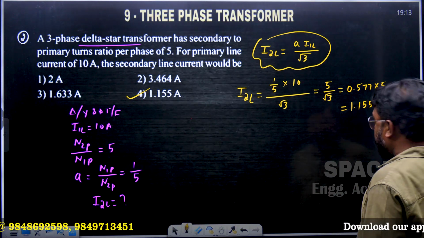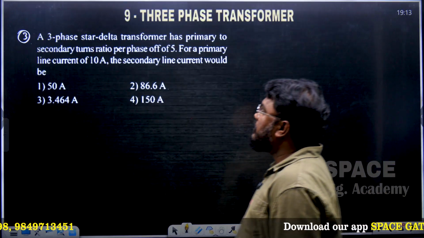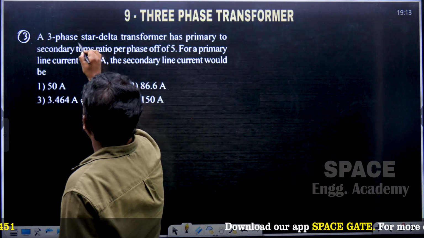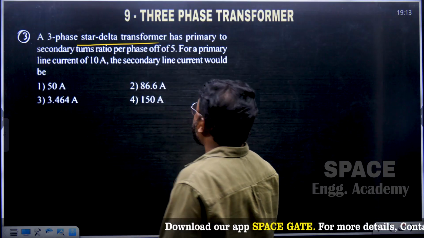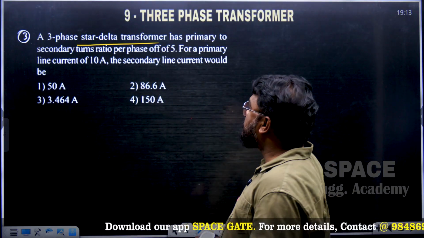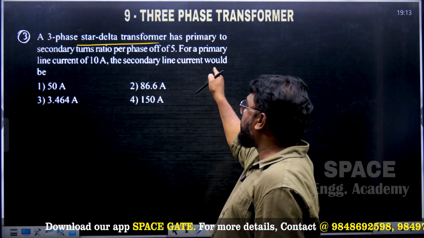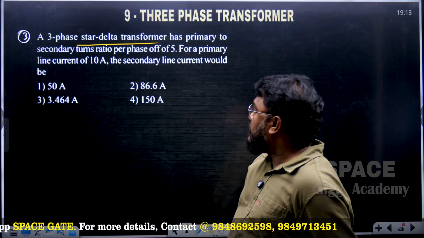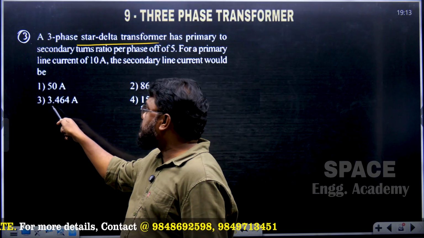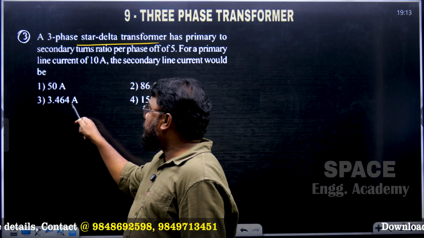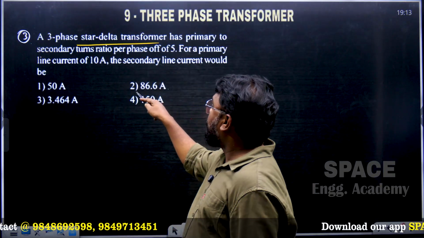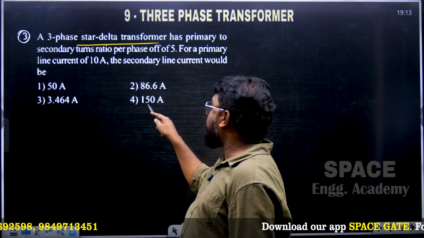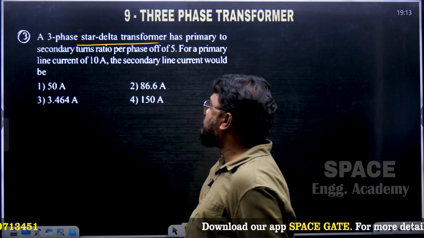And if we look at the next question, question number 3. A 3-phase star delta transformer has a primary to secondary turns ratio of 5 per phase. For a primary line current of 10 amps, the secondary line current would be: option 1 is 50 amps, option 2 is 3.464 amps, option 3 is 86.6 amps, option 4 is 150 amps.